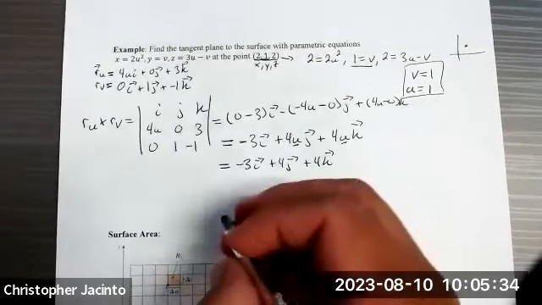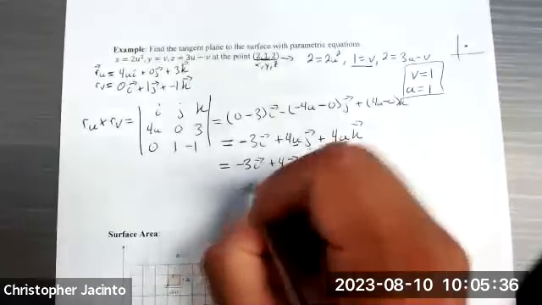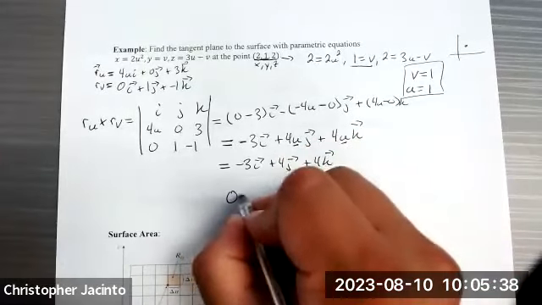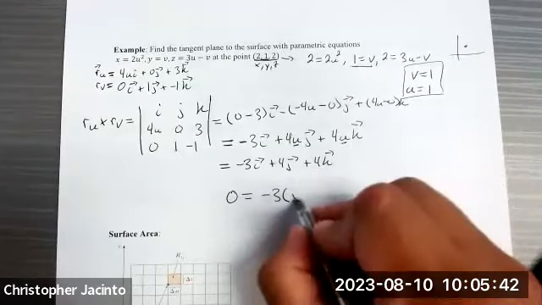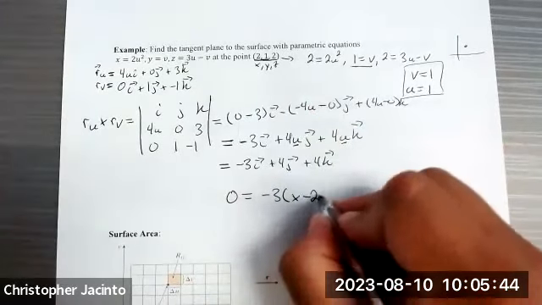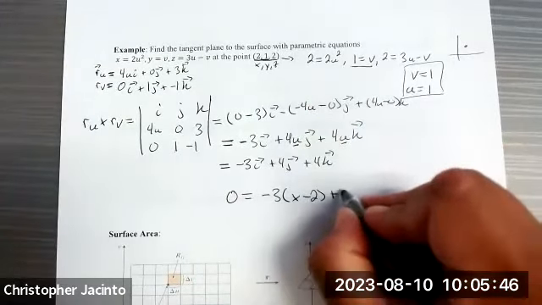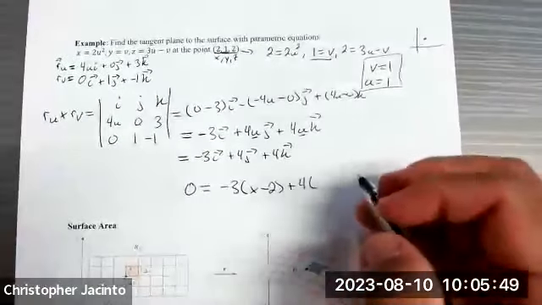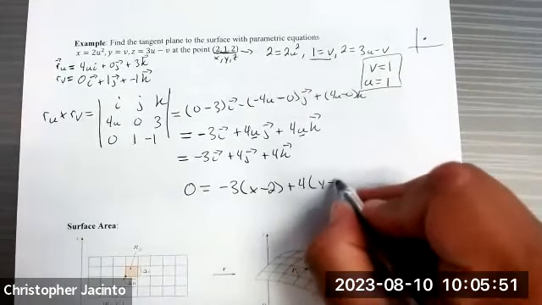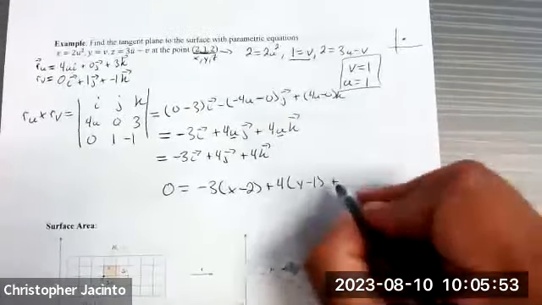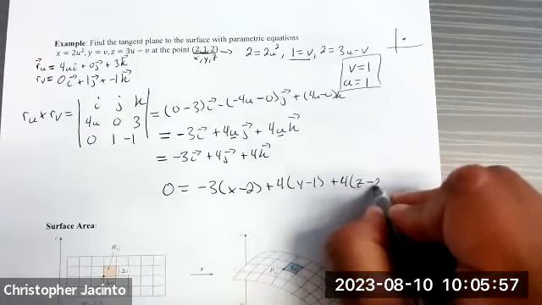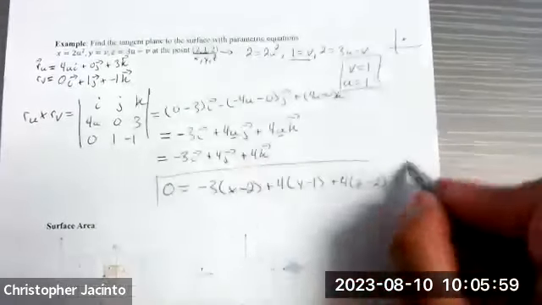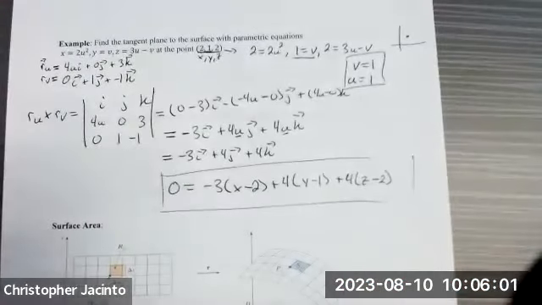So therefore, our equation for our tangent plane is going to equal negative 3 times x minus 2, because now we go back to the x values, right? This is just a parameterization, plus 4 times y minus 1 plus 4 times z minus 2. And this is our tangent plane right there.